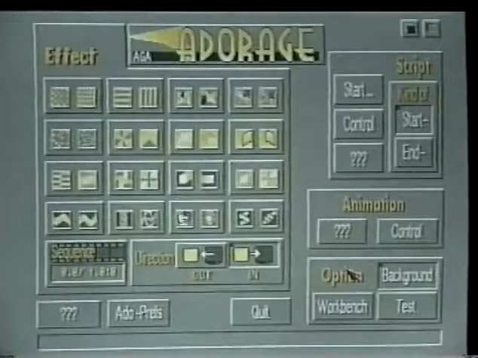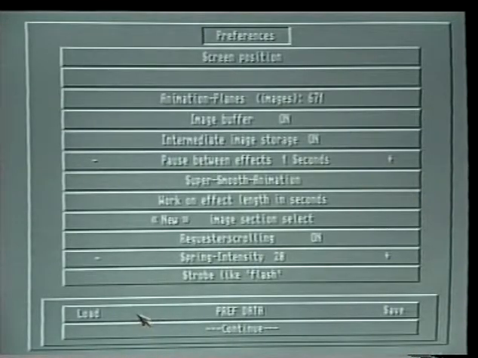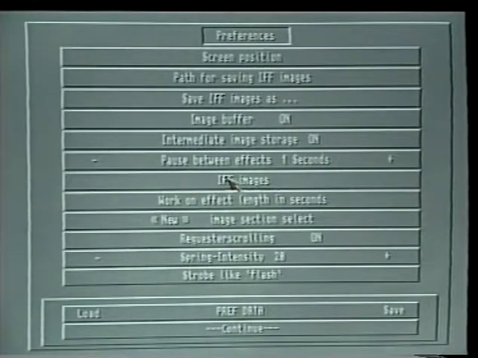Alternatively, you may wish to record animations in Adorage that will play back in other applications. To switch Adorage 2.0 from recording in SSA to IFF format, simply access the Ado Prefs button on the main screen and toggle the SSA bar to read IFF. Now you can record the animation in the usual way and save it as an IFF animation.